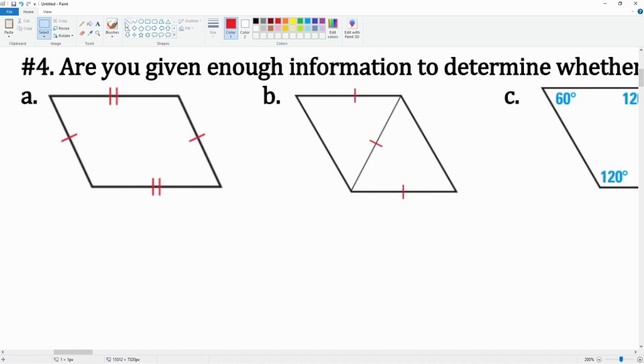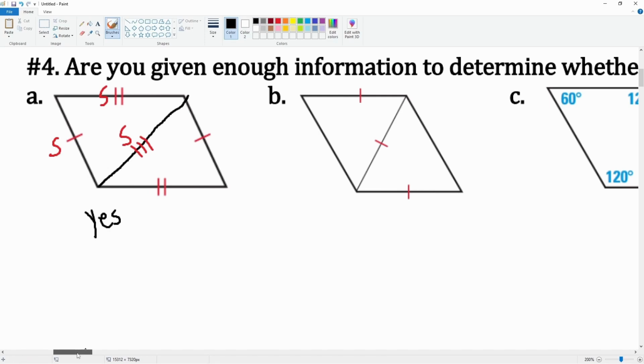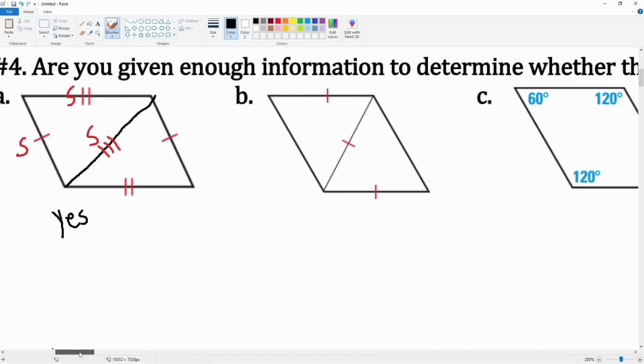If you want to see the proof, if you draw a diagonal line here, you get this is reflexive. So this is going to be side, side, side. So yeah, you can prove it by side-side-side. So here it would be yes. There is enough information here to prove that this is a parallelogram.